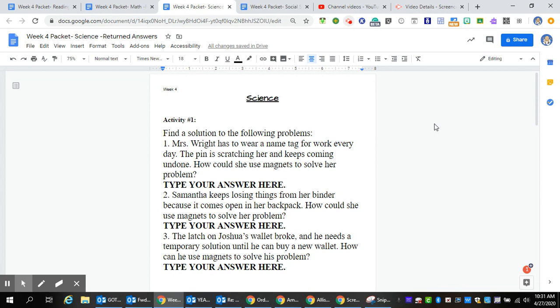So in problem 1, Mrs. Wright has to wear a name tag for work every day. The pin is scratching her and keeps coming undone. How could she use magnets to solve her problem?